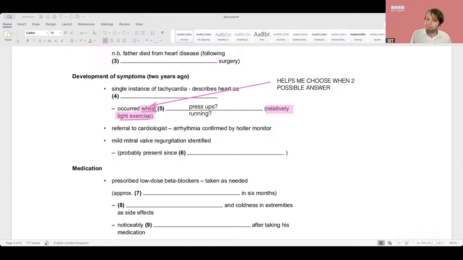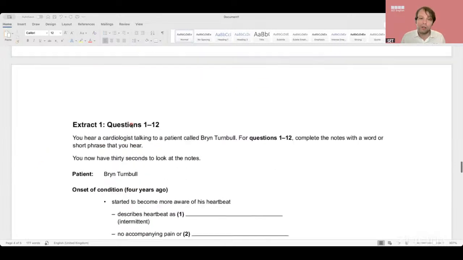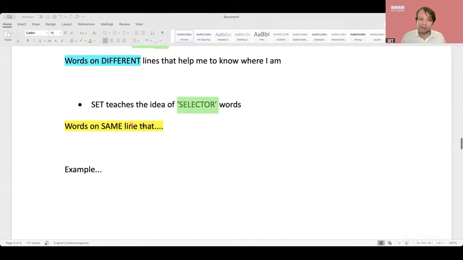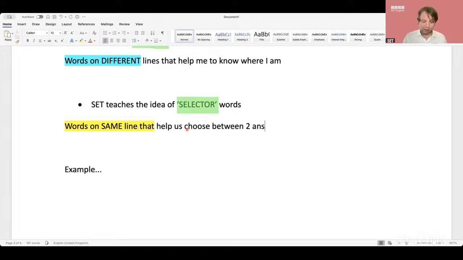What's the answer? Press-ups. Why? Adesola, why is it press-ups and not running? Because you describe running as a serious exercise. Right? Running is not a light exercise. I said I ran 10 miles. Make sense? So this is happening a lot in OET. You're going to have to choose between 2 possible answers. Does that make sense, guys? Words on the same line that help us choose between 2 answers.